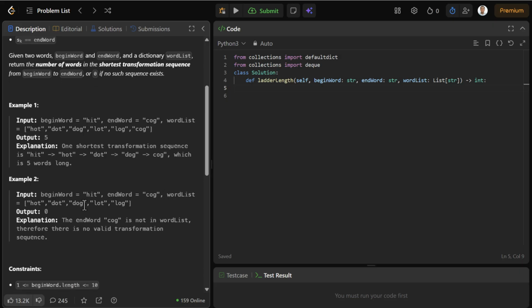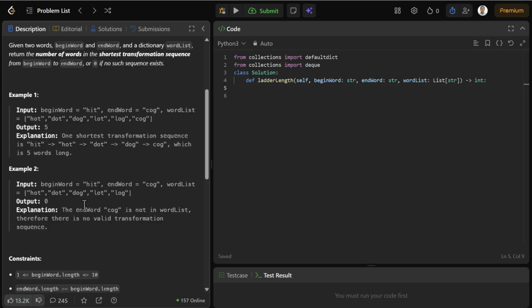And then in the second example, if we have a situation whereby the end word is not part of the word list, then we just return 0. Okay, so let's look at how we can solve this problem. I'll switch my screen now, and then let's discuss how we can solve the problem.